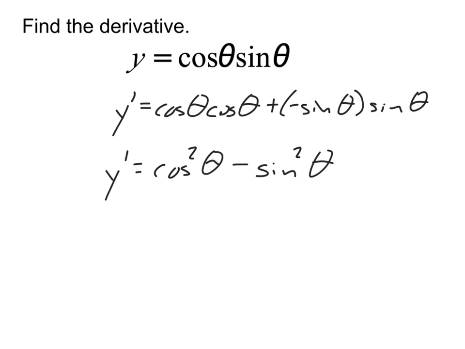All right. What does cosine squared of theta minus sine squared of theta equal? Nothing. It just equals cosine squared theta minus sine squared theta. It doesn't reduce. That is not an identity. And so this is actually as good as our answer can get.